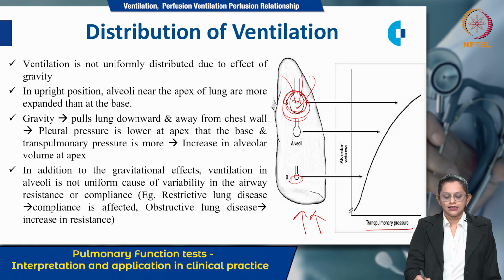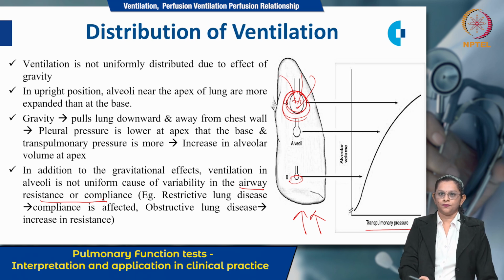There are other reasons such as airway resistance and compliance, which were already dealt with in the previous lecture. For example, in restrictive lung diseases, compliance is affected, so there will be a decrease in the air entry into the lung. In obstructive lung diseases, there is an increase in resistance, which is also going to alter the ventilation of the lungs.